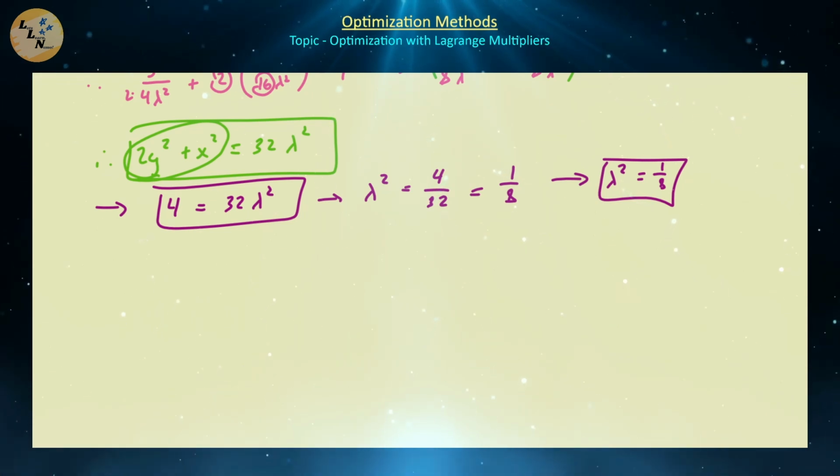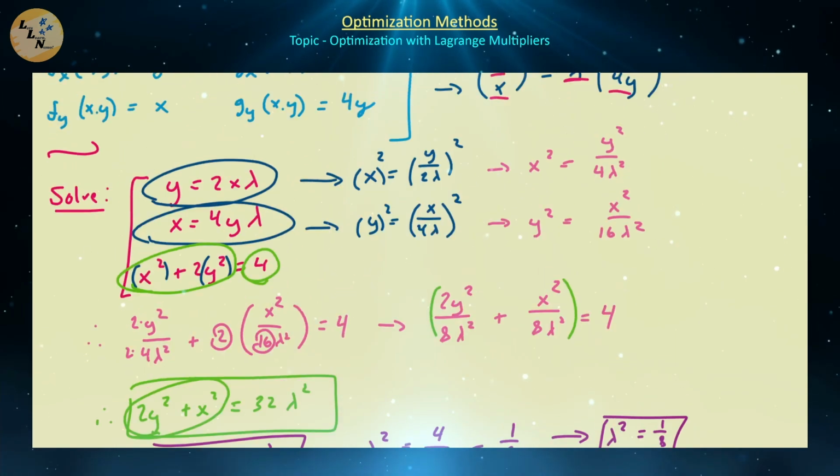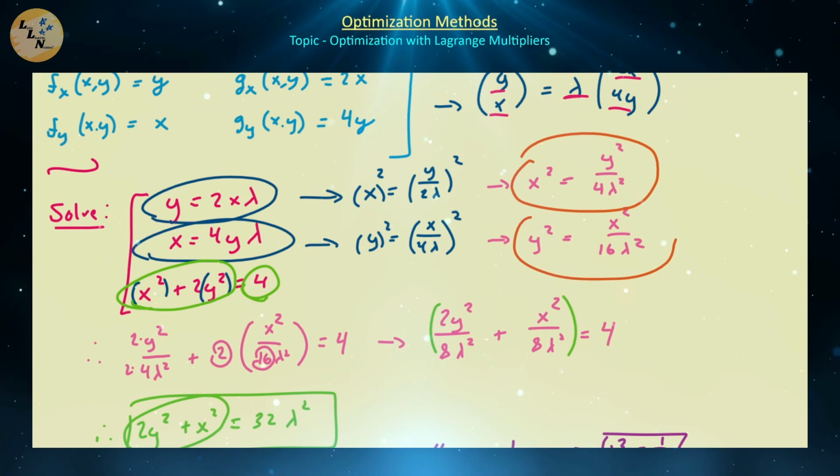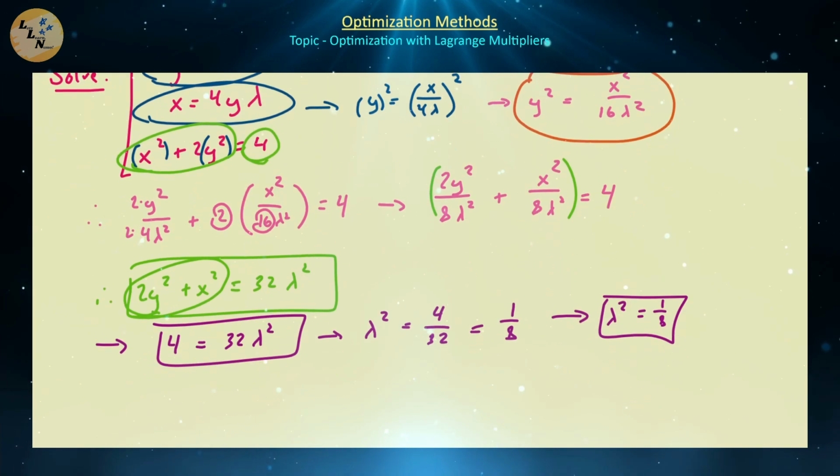Okay? So once I have that lambda value, now I can plug that into my equations that actually formed here, right? Because notice that these equations that have formed have everything in terms of lambda squared, and lambda squared is equal to 1 over 8. So if I substitute them, what will I get?